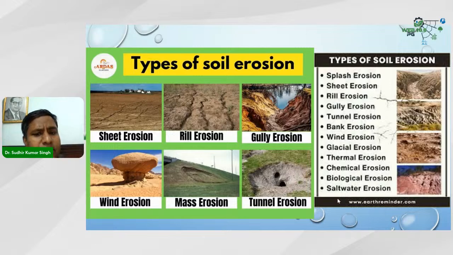And in our country, we have different kinds of erosion, like sheet erosion, rill erosion, gully erosion, wind erosion, mass erosion, and tunnel erosion. The first phase of erosion is rill erosion, through concentrated water. When it falls on the soil, it runs and forms small channels. These channels are called rills.